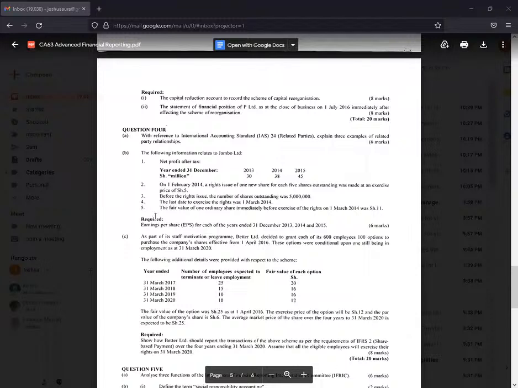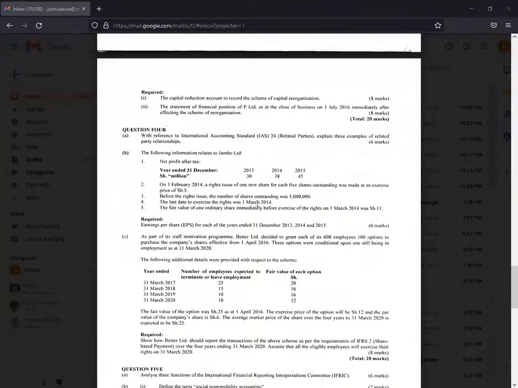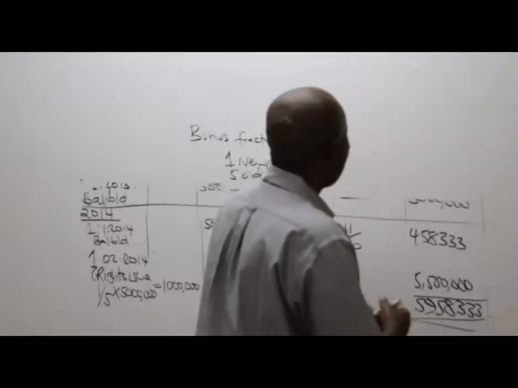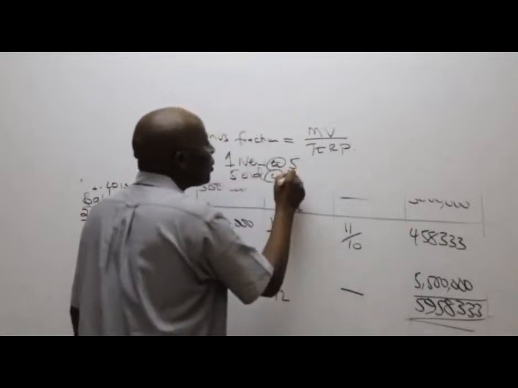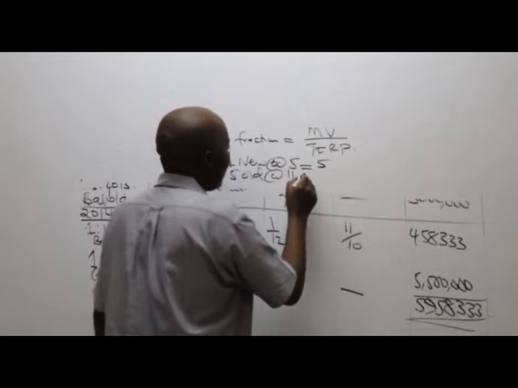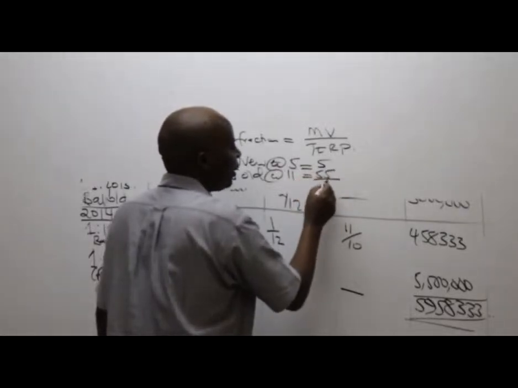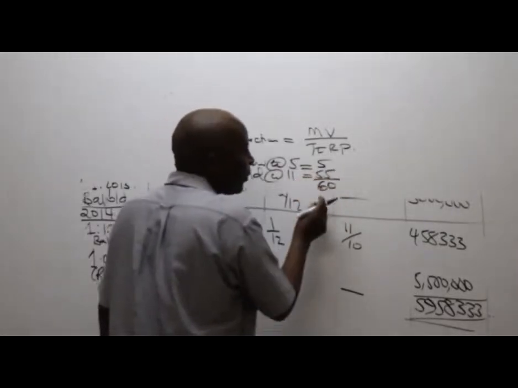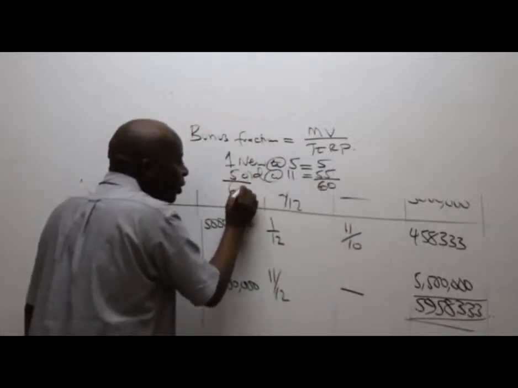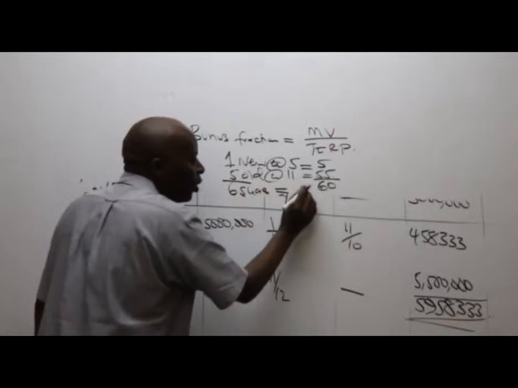The fair value of 1 ordinary share immediately before exercise of the rights on 1st March 2014 was 11. So times 11 like that. Students came and gave me figures of 5, 55, and 60. But you see, this 60 is now for how many shares? 60 is now for 6 shares. So 6 shares going for 60 bob.